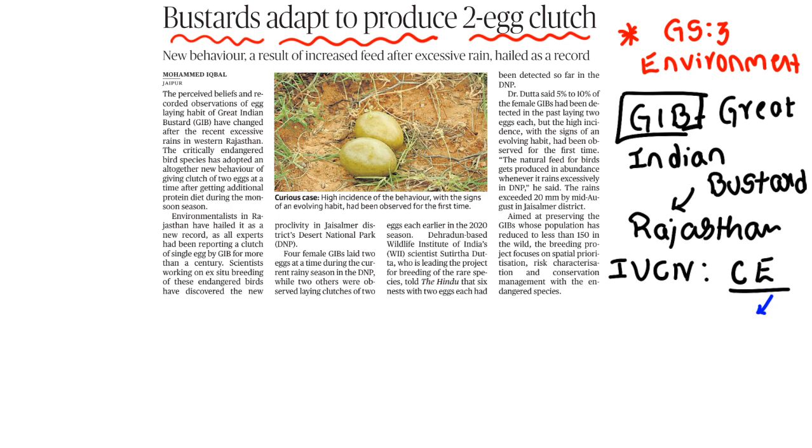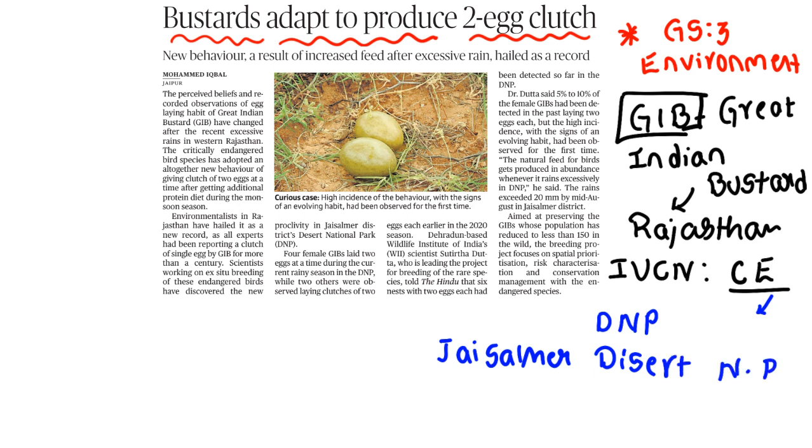When you are keeping some animal as critically endangered, you are showing some importance towards these animals. You just want to revive the number of the birds, clear? The number of the birds or so-called animals. So here also the Great Indian Bustard is very important in the desert regions of Rajasthan. As of now, when you observe here, they are referring to the Desert National Park in Jaisalmer. In Jaisalmer of Rajasthan, there is the Desert National Park.